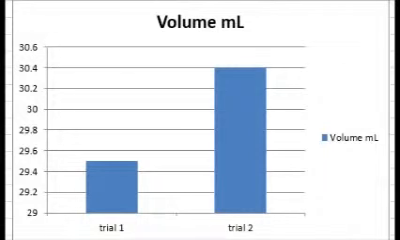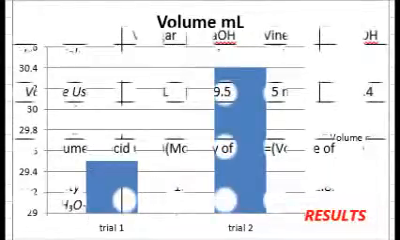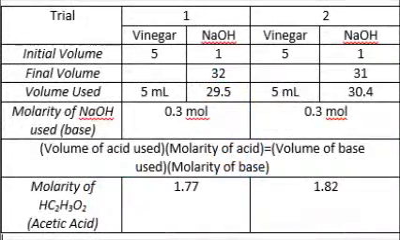The table presented shows the initial amount of volume used for both trials 1 and 2. The other table shows the initial volume that we started at and the final volume where we ended at, which was 29 for trial 1 and 30 for trial 2. It also indicates the amount of volume used, the molarity of NaOH used, and the molarity of acetic acid, which we were able to calculate.